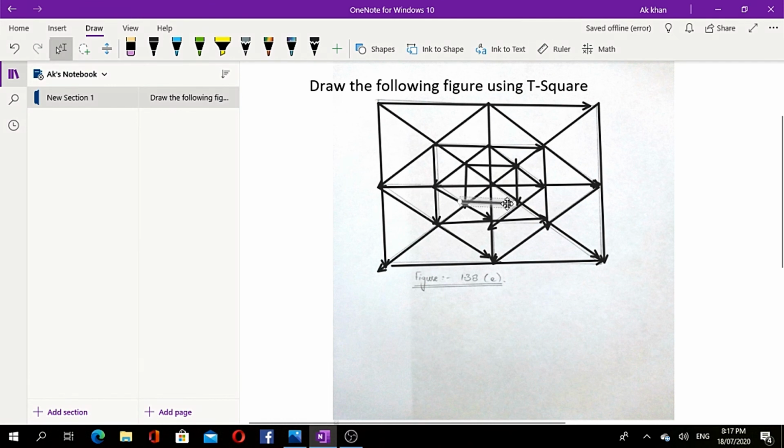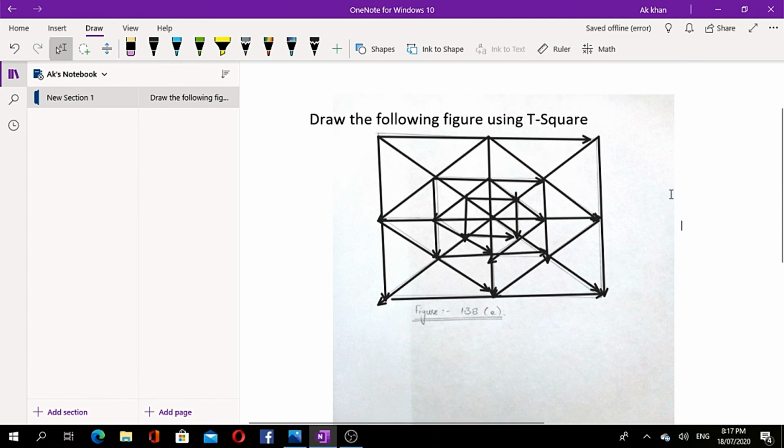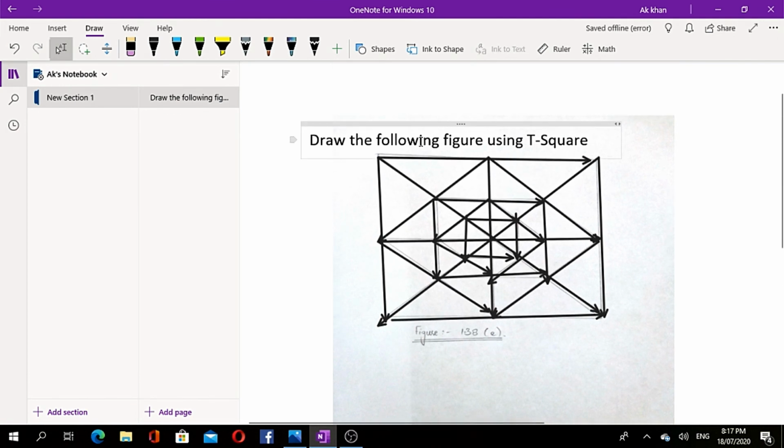You would be doing it with the pencil, so it would be great if you follow my instructions. Now, it is divided by the figure 138E. I will be back with another diagram of it now.